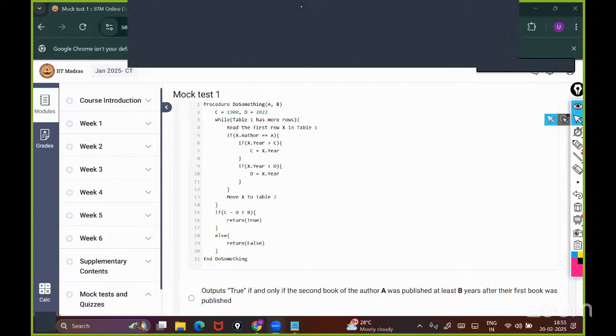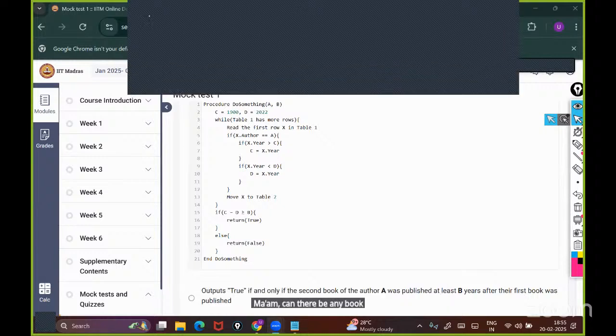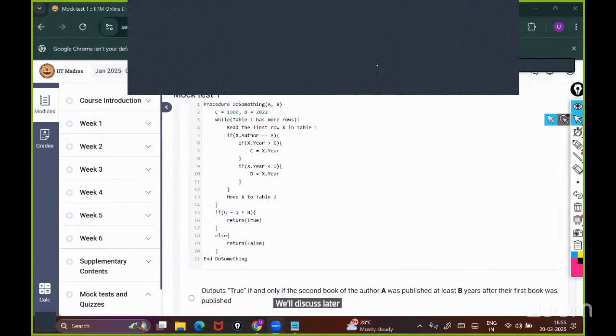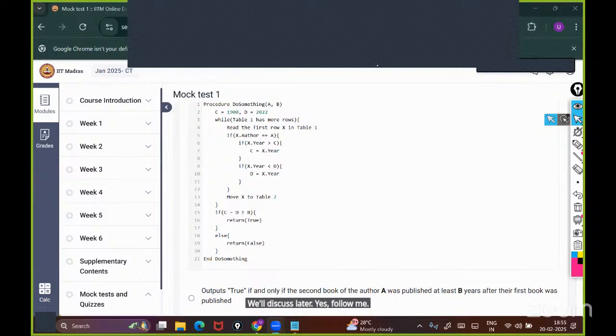Ma'am, can there be any book which is written before 1900? Repeat. Is there any book which is written before 1900? You're asking, we'll discuss later, bro. We are solving. Okay.